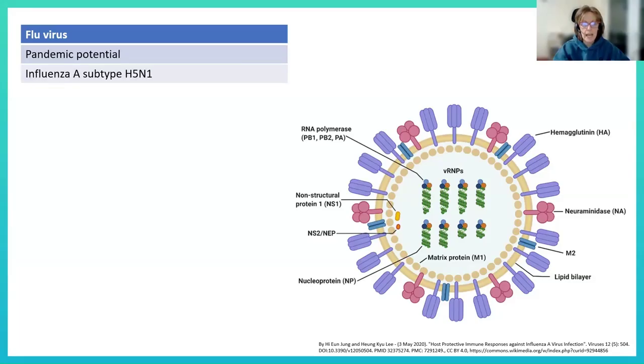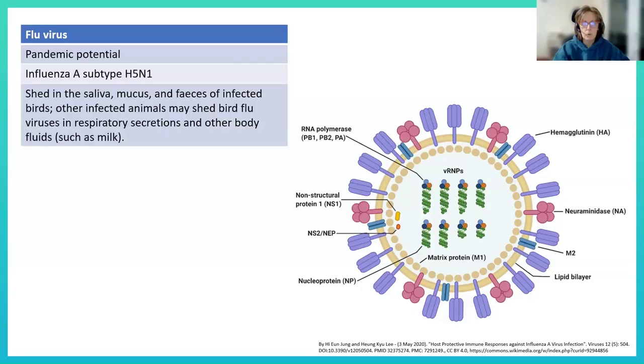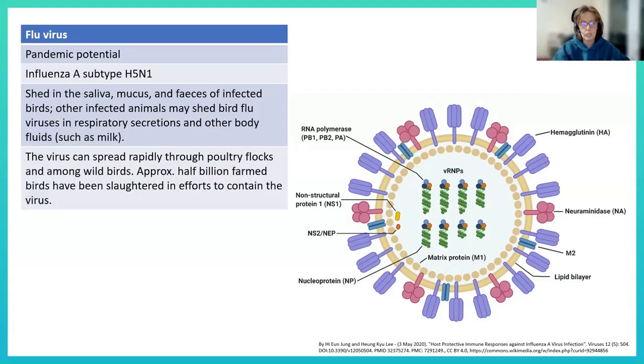So this influenza A subtype H5N1 is being watched very carefully. It's shed in saliva, mucus, and feces of infected birds and other infected animals. It may get into other bodily fluids, such as milk, which is why it's such a concern that it's in cattle in the US. The current administration in the US has stopped monitoring the farms that are becoming infected with this. It's of huge concern to the microbiologists. I would say they're almost panicking that this sort of safety net of monitoring the situation has been taken away.